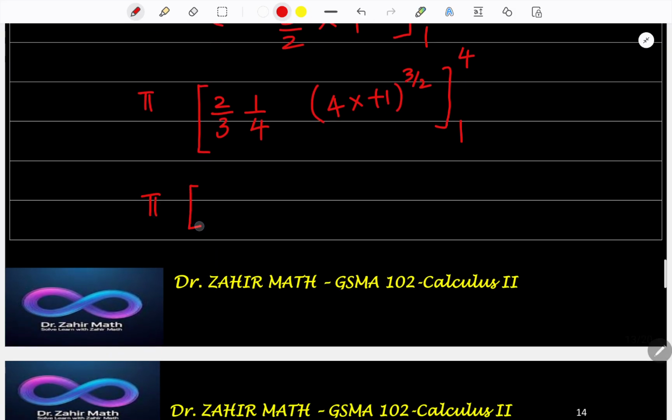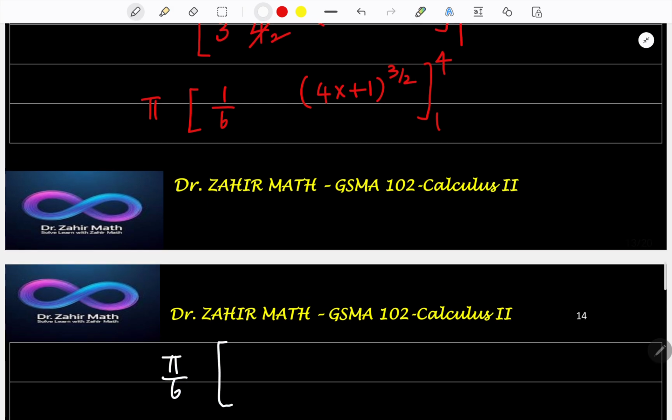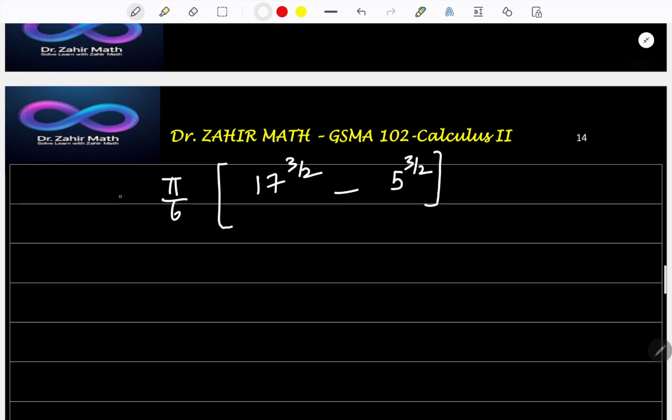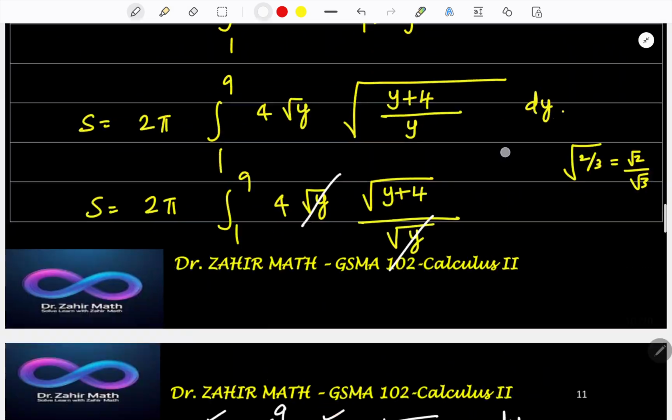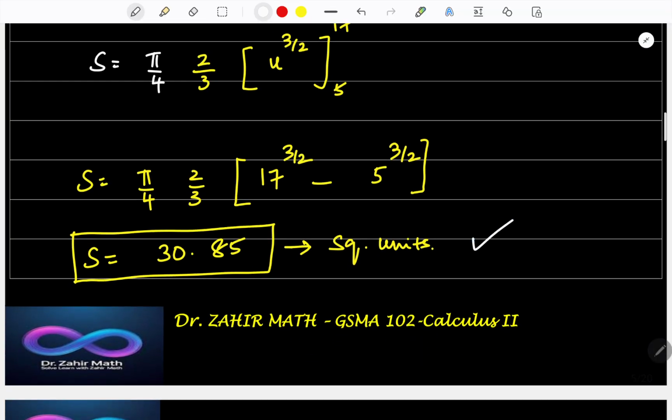So now pi, okay, this 4 gets cancelled with this 2, so which is 1 over 6, and then 4x plus 1 to the power of 3 by 2, from 1 to 4. So now pi by 6 will be outside. Upper limit you are putting 4 4s are 16 plus 1 is 17 to the power of 3 by 2, and 4 plus 1 is 5 to the power of 3 by 2. You put all these things in the calculator, you will get 30.85 square units, which we got the same answer over here. Same answer, which is here 30.85.